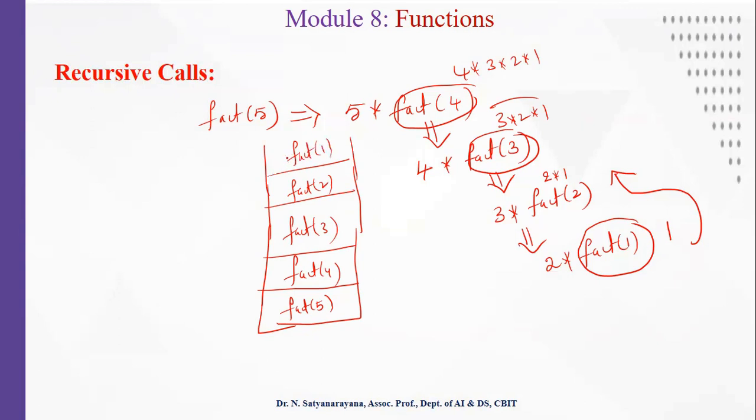So the return value of fact of 1 will come to the definition of fact of 2, and the return value of fact of 2 will come to the definition of fact of 3, and the return value of fact of 3 will come to the definition of fact of 4, and the return value will come to the definition of fact of 5. In the fact of 5, we have written 5 star fact of 4. So this will be replaced. So the recursive calls will be pushed into the stack.